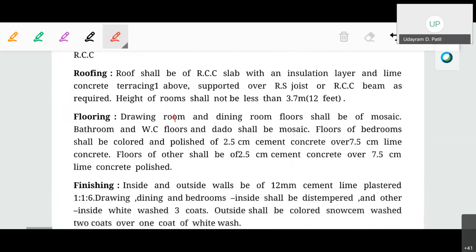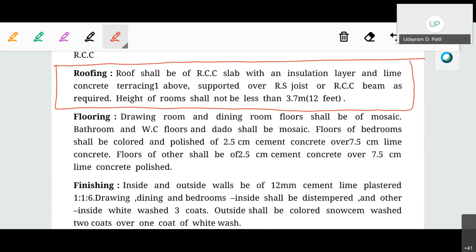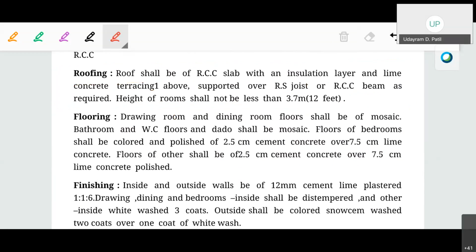Again, for the roof slab, the RCC layer, lime concrete dressing above, supported over the RS joint. OK, and the RCC beam as required. OK, height of the beam shall not be less than the, again, OK, this is general reading. I don't think there is any need to explain these particular points to you. OK, when we go into the detailed description, I will tell you the particular points.